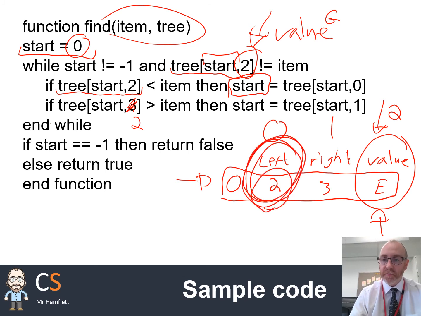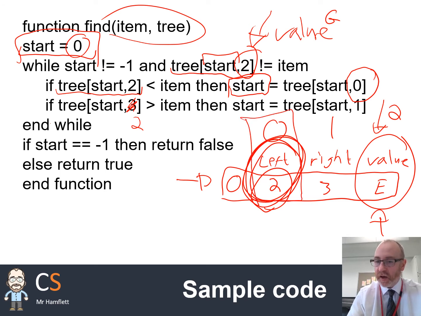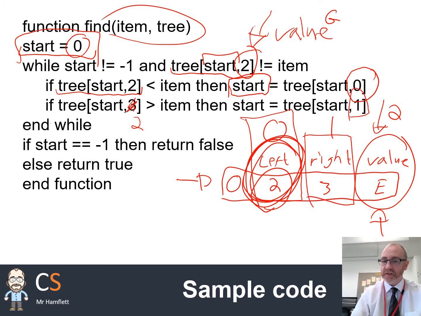So in this example, I want to make the index equal to 2. Notice I say start equals. I'm changing this variable, and I'm changing it to be whatever's at index 0 on that one. Remember, that is my left. If I was going to the right, I'm going to change it to 1, which would be this value. If it's bigger, I'm going to the right, so I need to get index 1 for my mini array. If it's left, I'm going to get index 0.